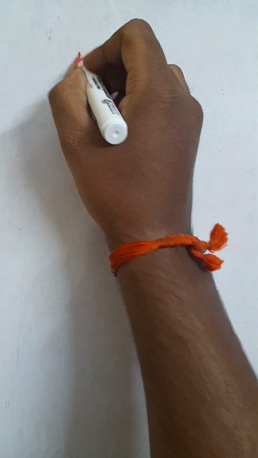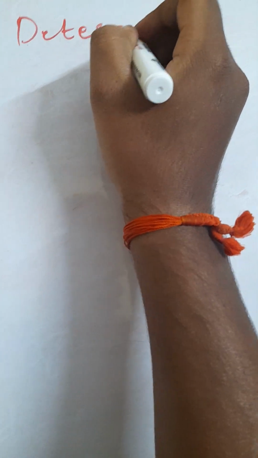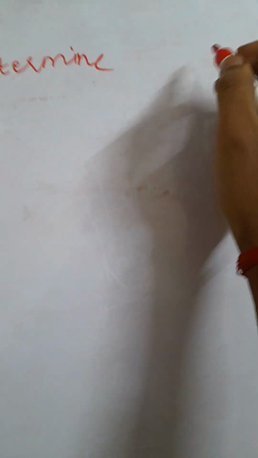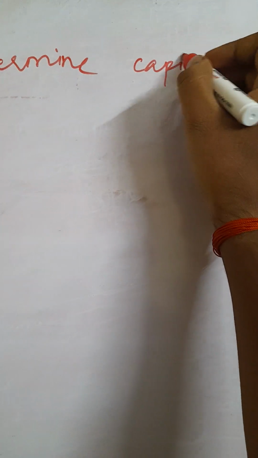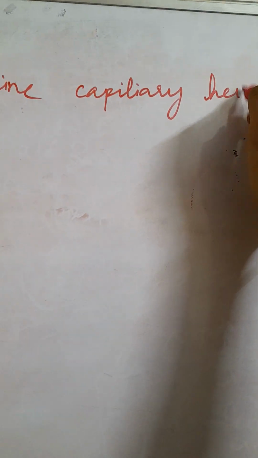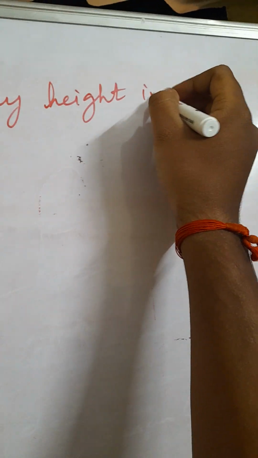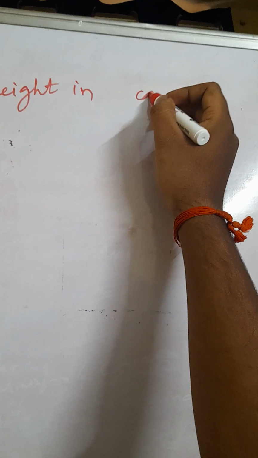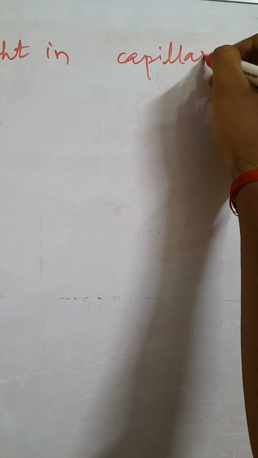So now we'll see how we can find the capillary height of a capillary tube, and also we'll try to solve one problem regarding that in Cengage. So first step, determine capillary height in capillary tube.